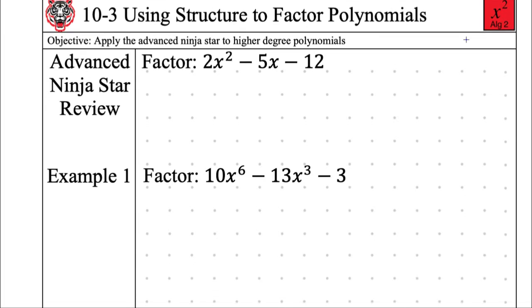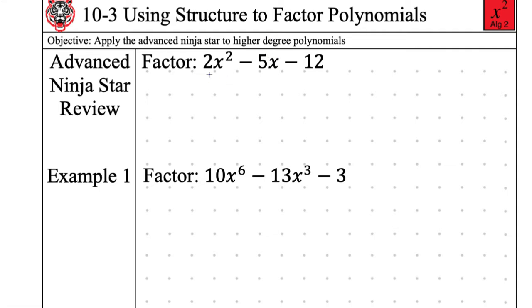Everything stems from the advanced ninja star, so I thought I'd review it. You'll be using it a lot tomorrow as well, and today is our review day to get ready for Lesson 10-4. This is called a quadratic trinomial, quadratic because this is x squared, and trinomial because there are three terms. I have to first factor out the greatest common factor.